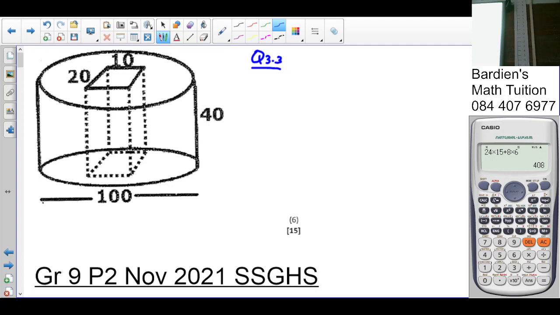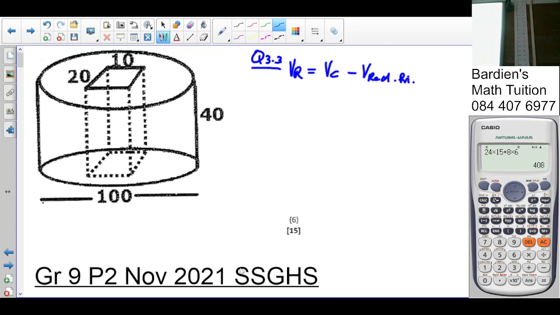So once we calculate the volume of the cylinder, we must subtract the volume of the rectangular prism. Does it make sense? Right. So the remaining volume is going to be the volume of the cylinder minus the volume of the rectangular prism. Okay. Can you see that, people?